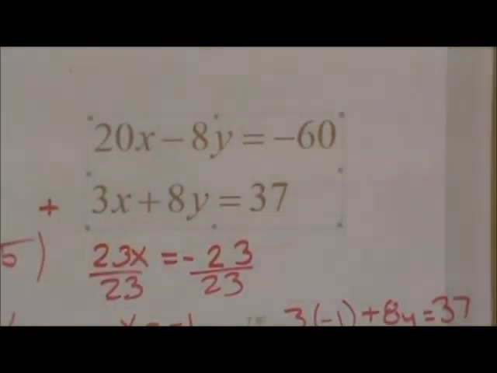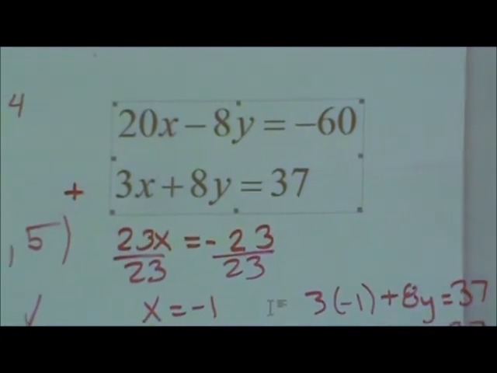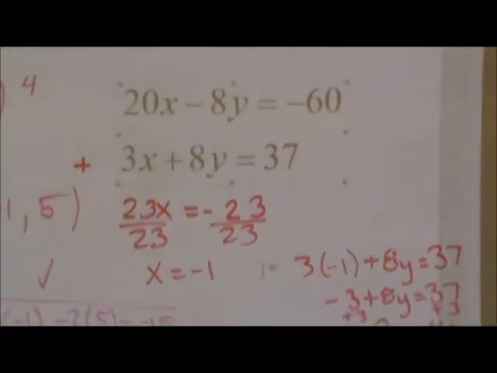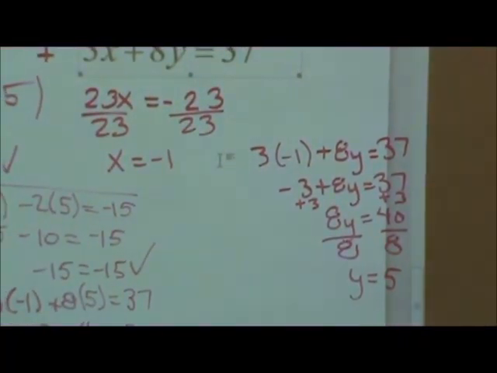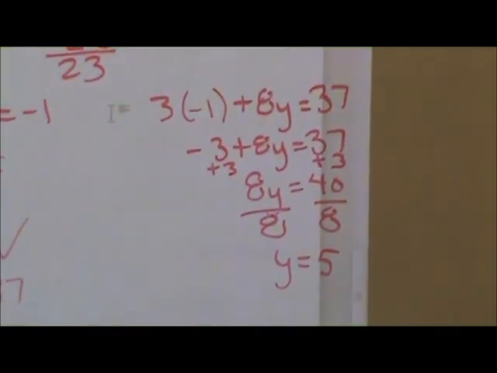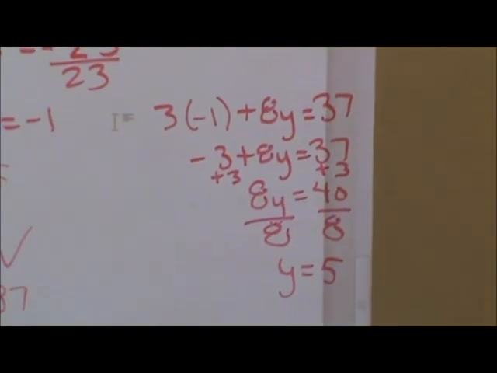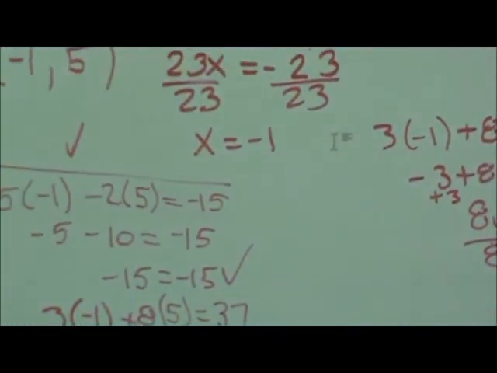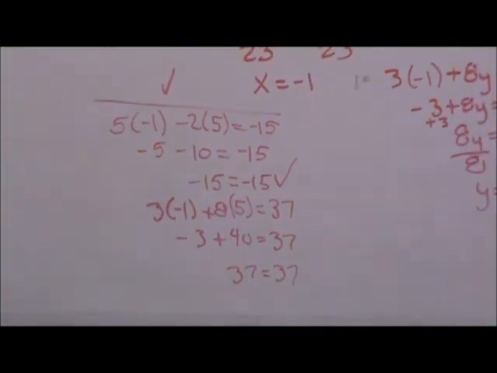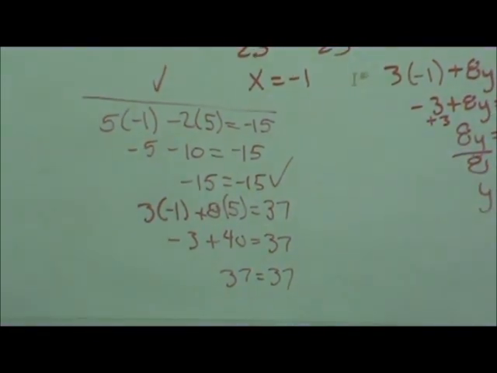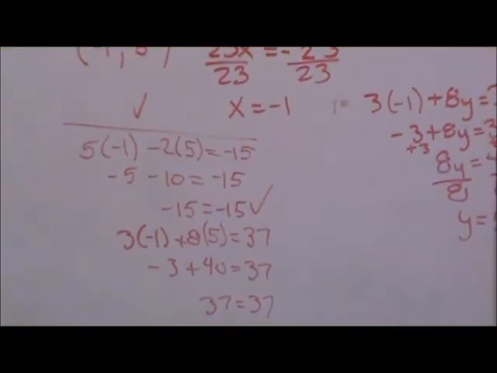We do our addition. 23x equals negative 23. Divide, and you get x is negative 1. Following that, I go a little bit here to the right, and you can see I just plug into my second original equation, and I find out that y equals 5. And finally, last but certainly not least, are the checks. Check them in both originals, and they do work out.